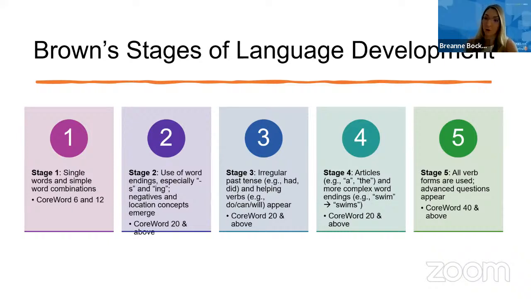And then in stage 5, that's where we really see a refinement in grammatical skills to make complex sentences, and you're using a bunch of different grammatical forms. So you have all the different verb forms, you have more advanced questions that appear, and this is under Brown Stage 5, supported by CoreWord 40 and now CoreWord 60. So those are 2 of our largest layouts, and they have very robust vocabulary for some of those smaller grammatical markers that you're going to need to use in those stages.